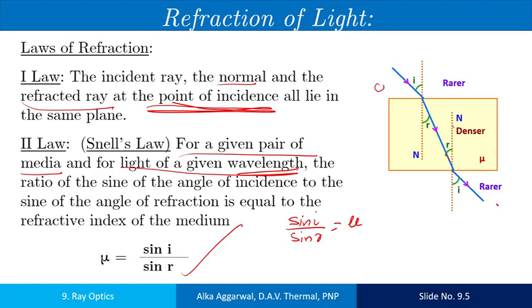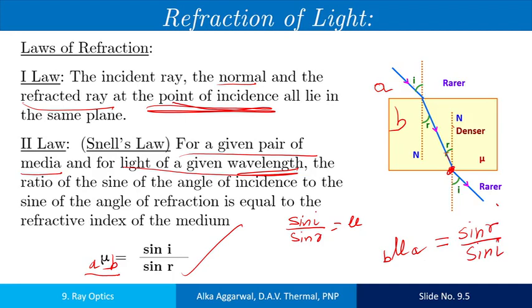If I say this medium is A and this medium is B, then this is written as A mu B. It means the ray of light is going from medium A to medium B. If it is going from medium B to medium A, then we write it in this way. Suppose it is going out at this point, from denser medium to rarer medium, so I am writing B to A. That is, the ray of light is going from medium B to medium A. Now here the ratio is sine r upon sine i.